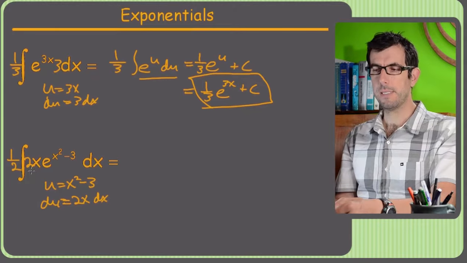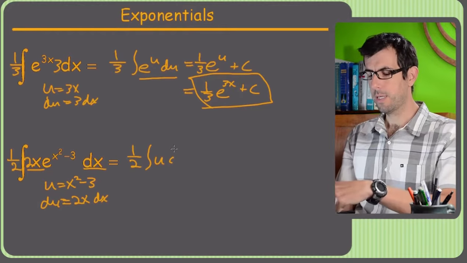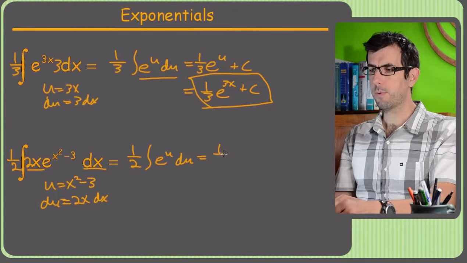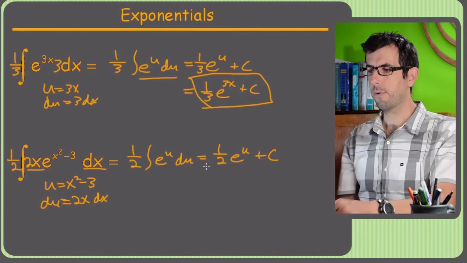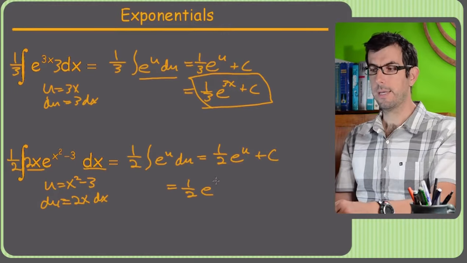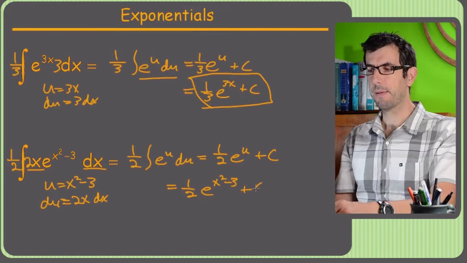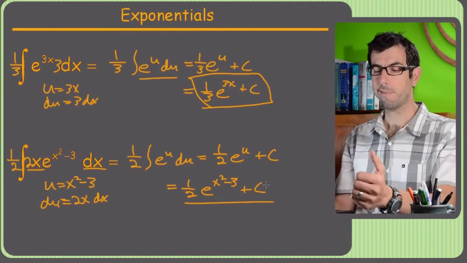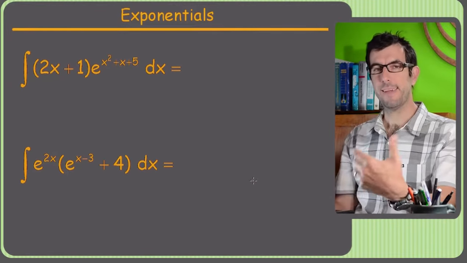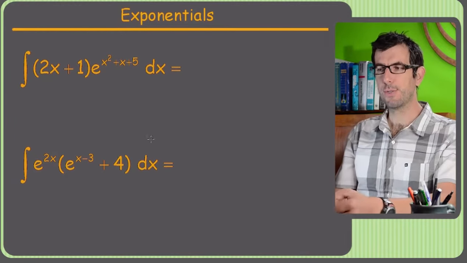So now I've got my du is the 2x times dx, which means I'm just integrating 1/2 of e to the u du. So that's 1/2 e to the u plus c, and therefore I've got 1/2 times e to the x squared minus 3 plus c. Not too shabby. Exponentials are really pretty easy to spot most of the time. If there's an e in there, there's a good chance you're using your exponential formula.